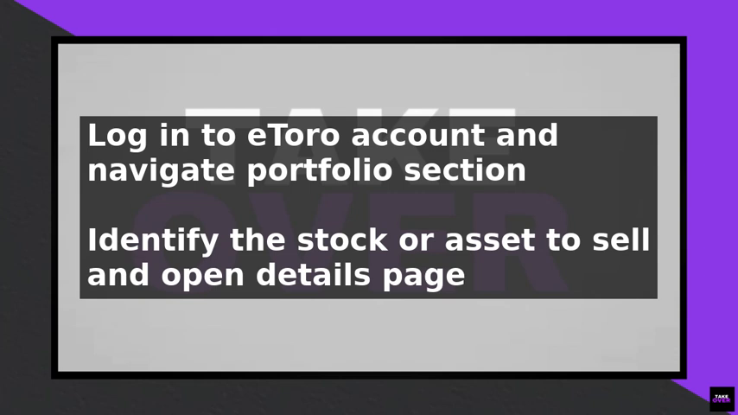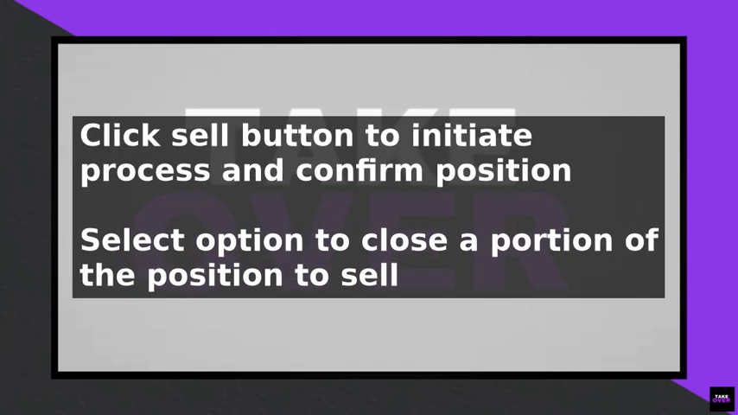On the Asset Details page, you will see a Sell button. Click on it to initiate the selling process. You will then be asked to confirm if you want to close the entire position or just a portion of it. Since you want to sell part of your shares, select the option to close a portion of the position.